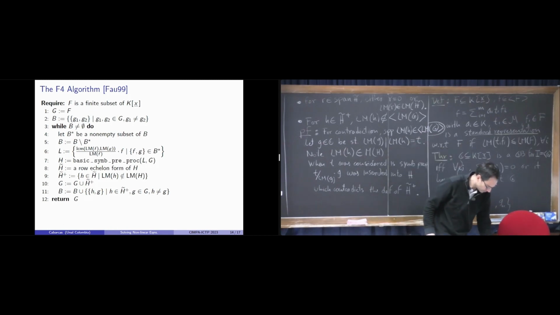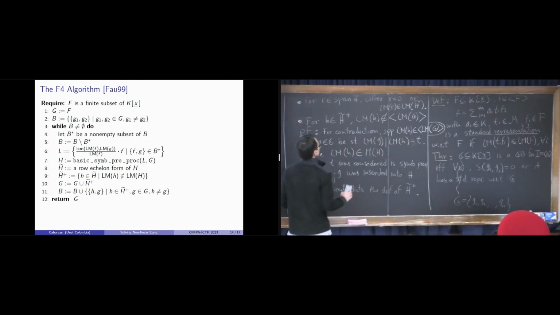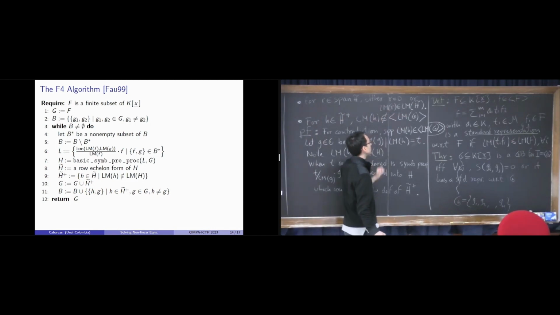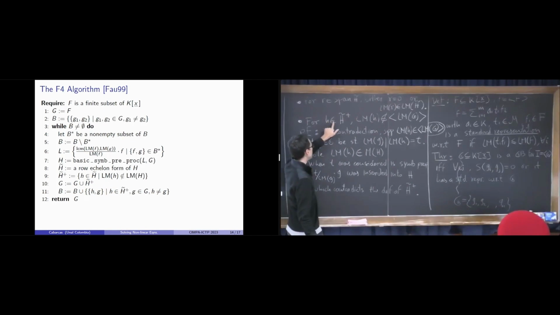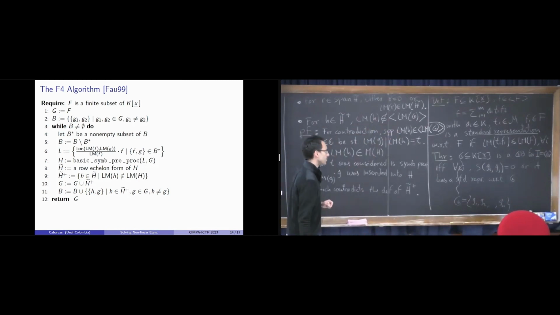Let's keep in mind these two results. Every element in the span of H tilde either is 0 or its leading monomial is in the leading monomials of H tilde. And every element in H tilde plus has its leading monomial not in the ideal generated by the leading monomials of H.